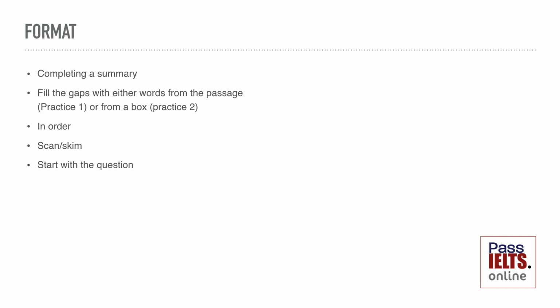As the questions are in order, you start with the questions. Read one question, find the answer and go to the next question. The answers are either words and/or numbers from either the passage or the box, and you should note the maximum words allowed. In the first practice question, it's 2 words only.